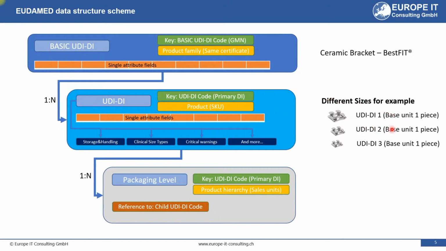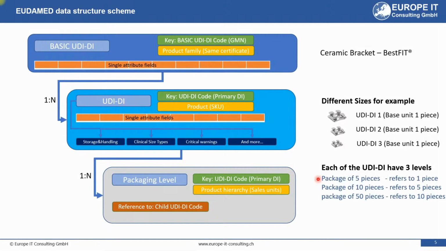On the top, we have the big size bracket with one piece as basic quantity. In the middle, we have the mid-size bracket with one piece as basic quantity. And in the last row, we have the small size bracket, also with one piece as basic quantity. The main difference between them is the size. It could also be the color, for example.